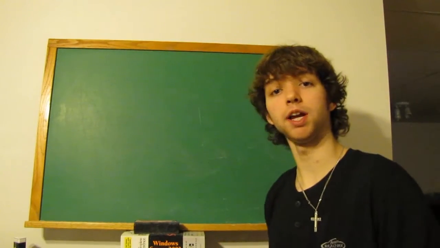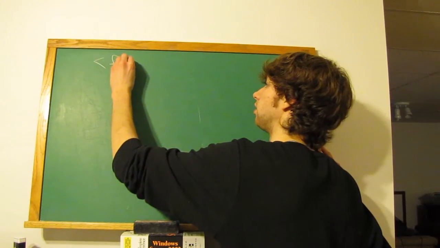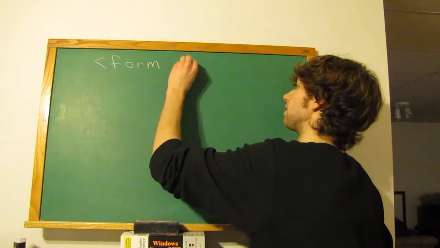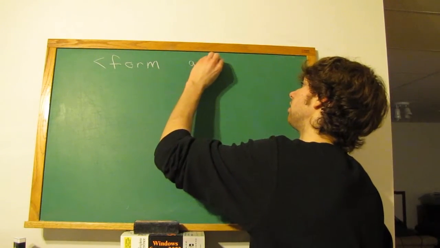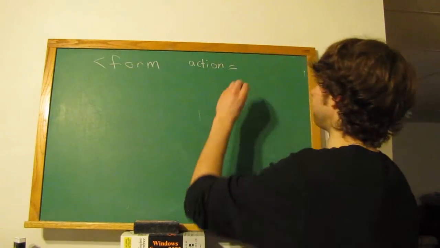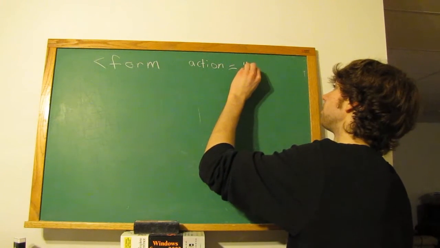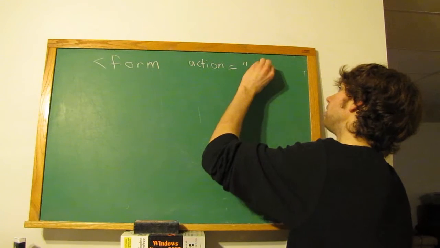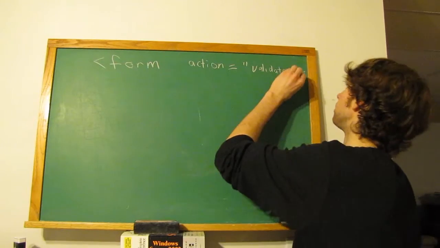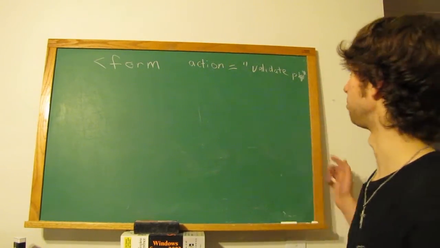Alright, so in our HTML page, we create what's known as a form, which is where we submit our data, and then what we have is an action and an equal sign. Now, whenever we have an attribute in HTML, the value is put in double quotes, so we could make it validate.php. Alright, so what this is saying, form action equals validate.php.